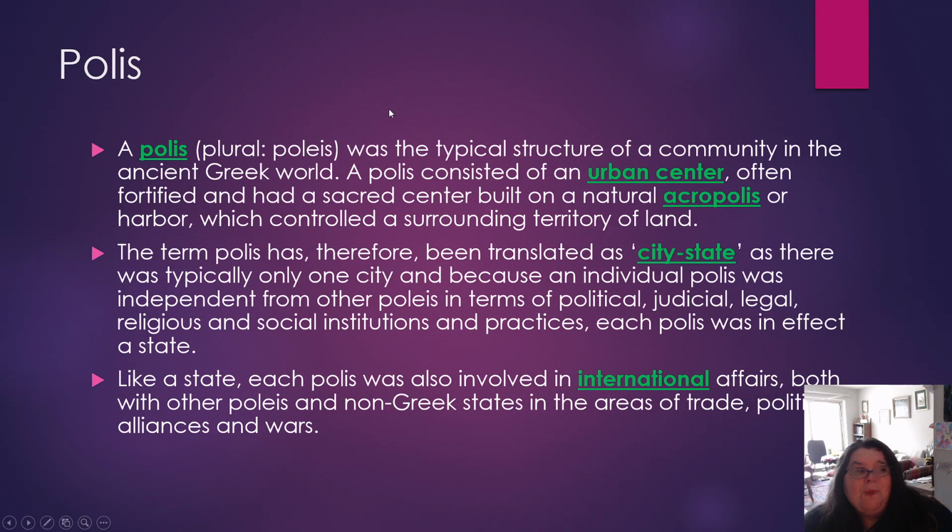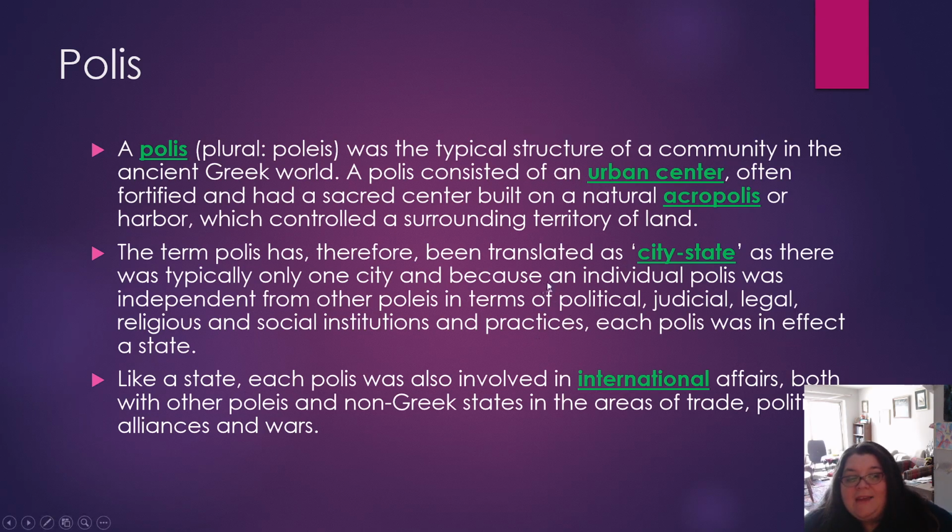Polis. A polis, plural polis, was the typical structure of a community in the ancient Greek world. A polis consisted of an urban center, often fortified, and had a sacred center built on a natural acropolis or a harbor, which controlled the surrounding territory of land. The term polis has, therefore, been translated as city-state, as there was typically only one city, and because an individual polis was independent from the other polis in terms of political, judicial, legal, religious, and social institutions and practices. Each polis was, in effect, a state.